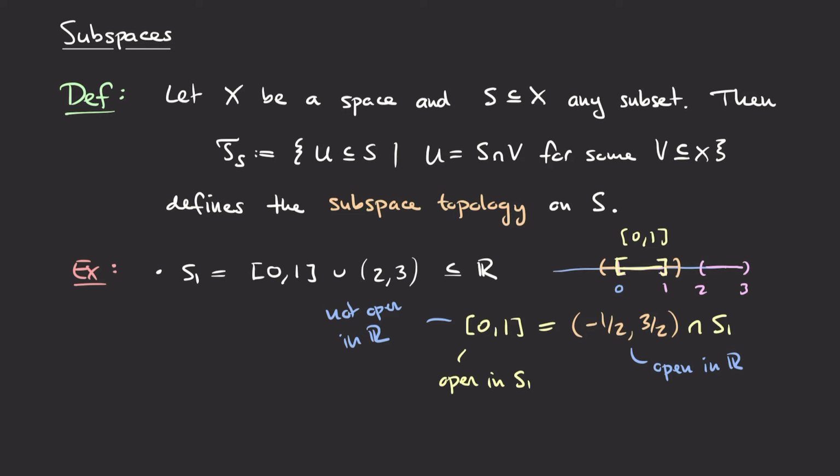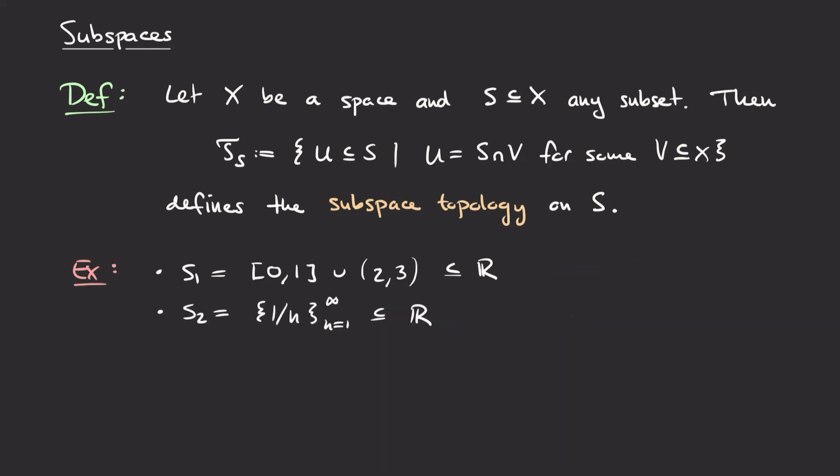Therefore, when we're talking about open or closed sets in a subspace, it's always important to emphasize whether we're considering that subset relative to the subspace or relative to the larger space. This effect becomes even more pronounced in the following example, where we're considering all the points 1 over n, where n runs from 1 to infinity, as a subset of the real line. So the picture for this is that we have the real line here with 0 somewhere, and now we look at points 1, 1/2, 1/3, 1/4, and so on.